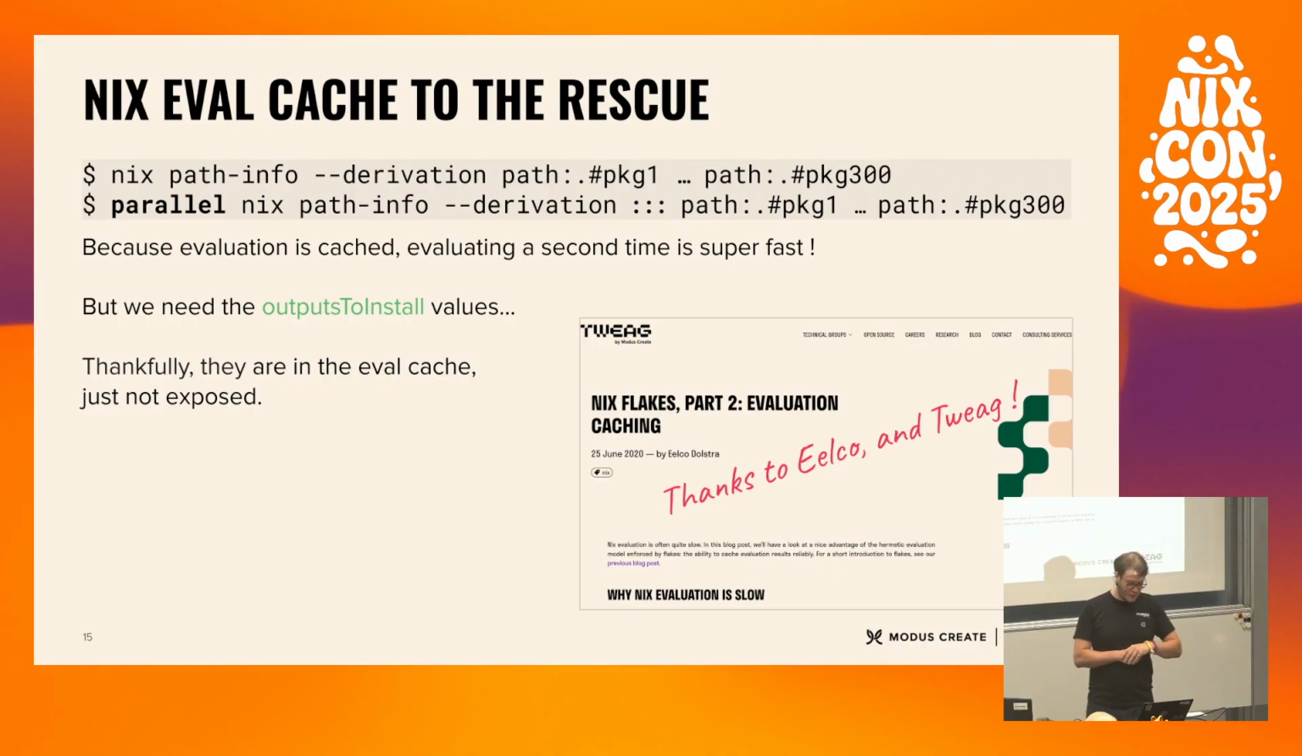Thankfully, Eelco wrote something when he was still working at Tweag that's really useful. It's the Nix evaluation cache. And the thing is, once you have evaluated it once, for all of these attributes, it's there in the evaluation cache, and it's really easy to access. It's in an SQLite database, and Nix will just fetch it for you very easily.